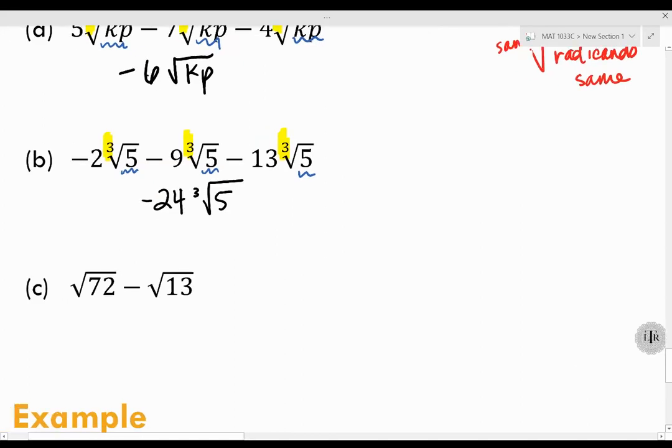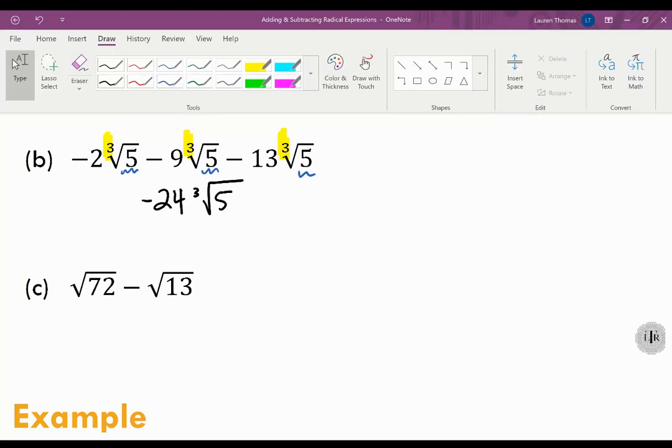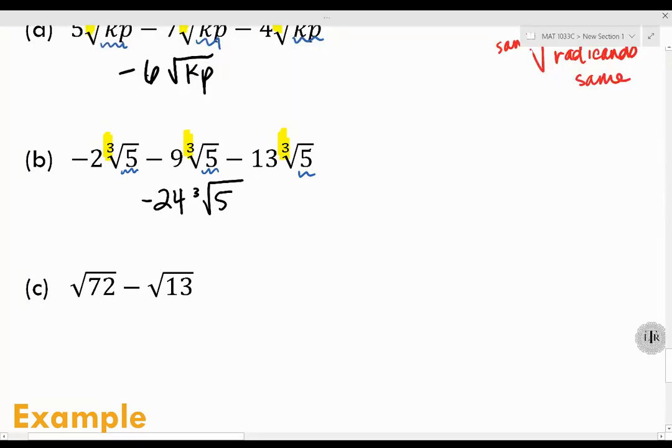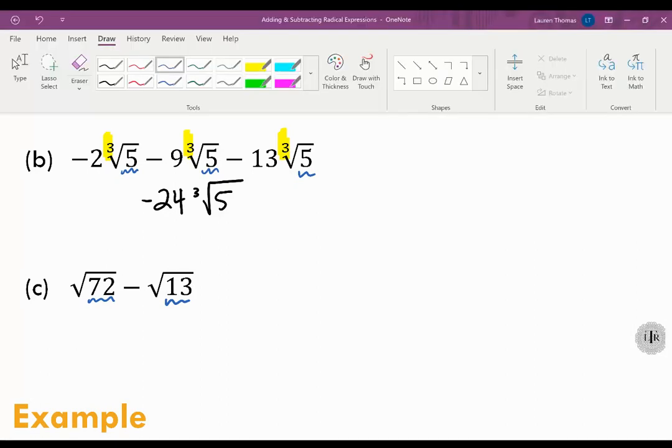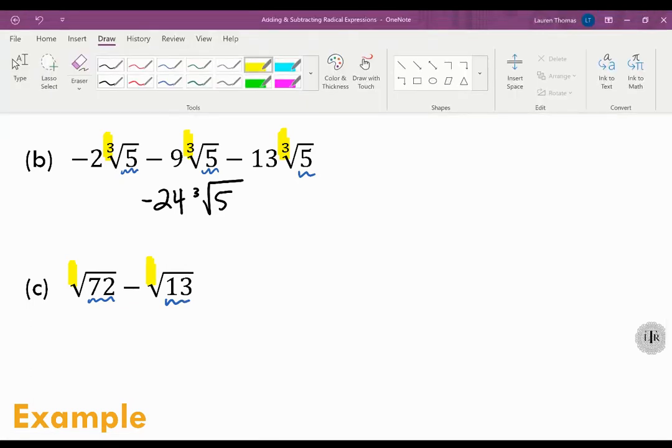We have the square root of 72 minus the square root of 13. We can look at this problem and see that their radicands, off the bat, are not the same. If their radicands are not the same, we're going to have to simplify these by reducing those numbers by primes. But let's check to see if the indexes are the same. No number there, understood to be a 2. No number there, understood to be a 2. So we have square roots, but we need to simplify.